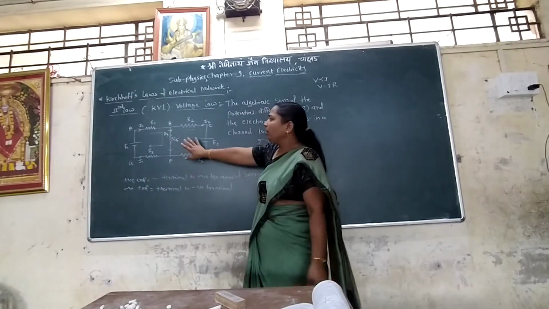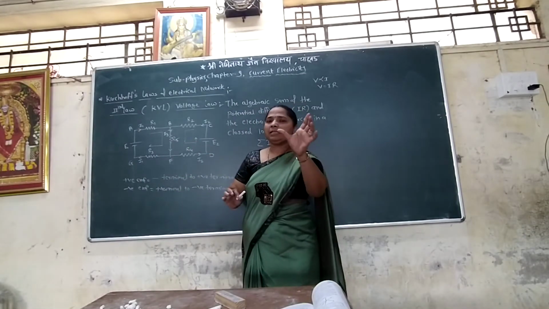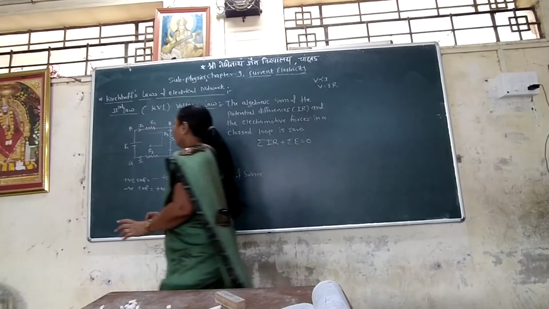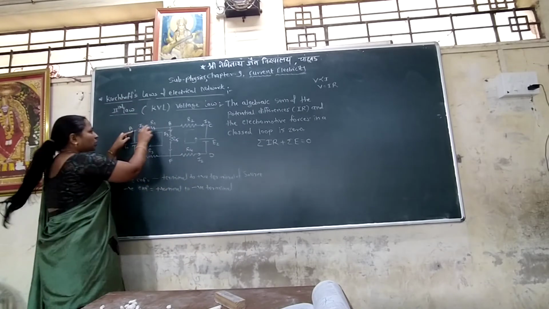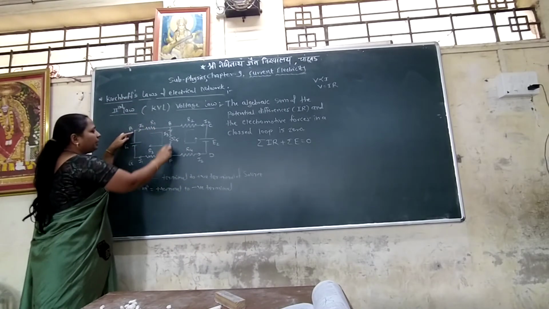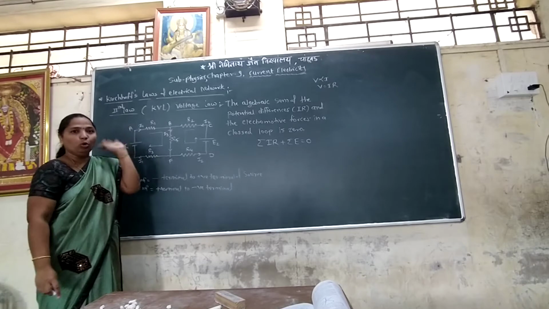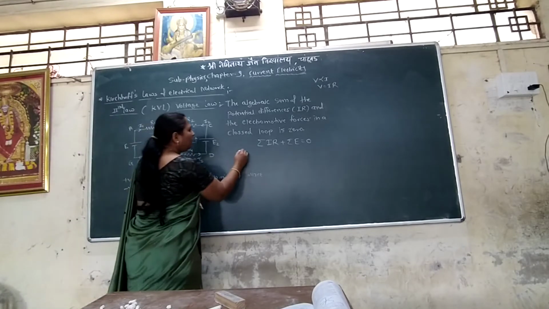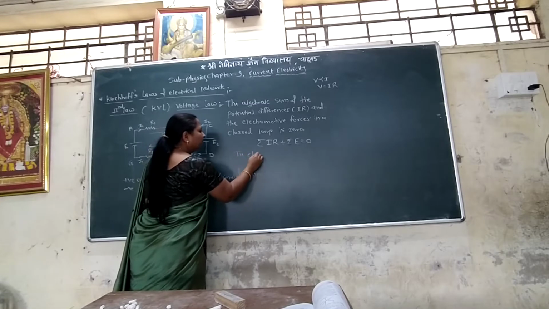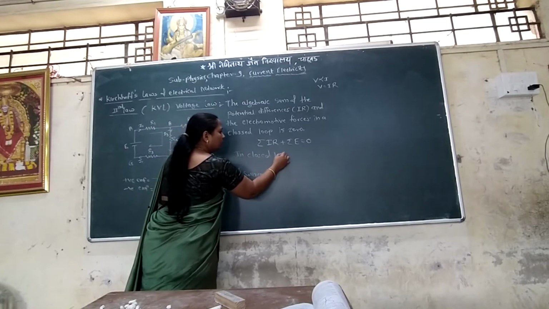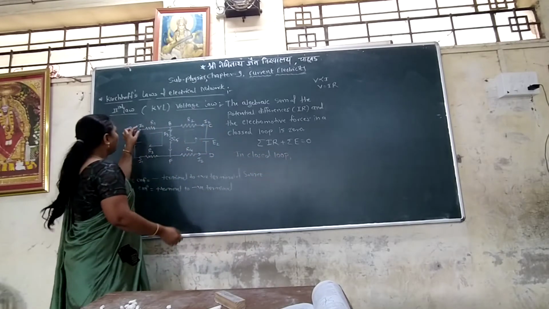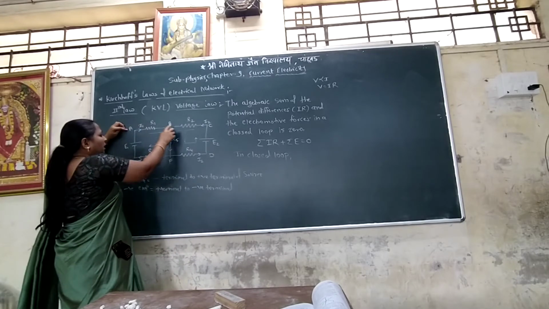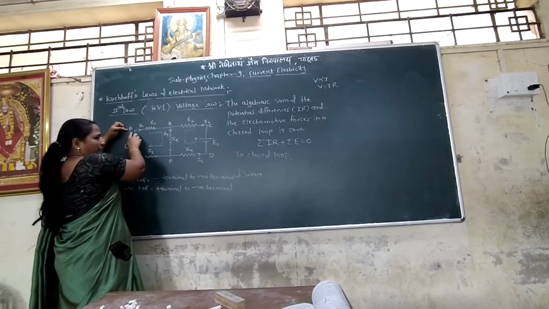Consider a closed loop. Closed loop means a closed path in an electrical network is known as a loop. First, in a closed loop, A, B, F, G, A.